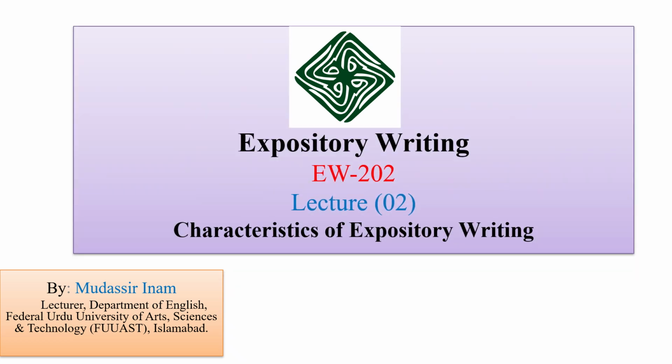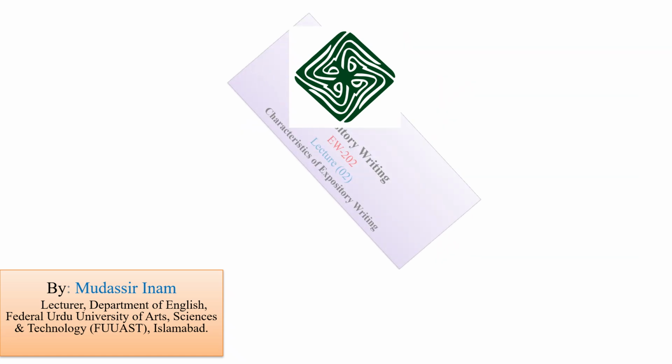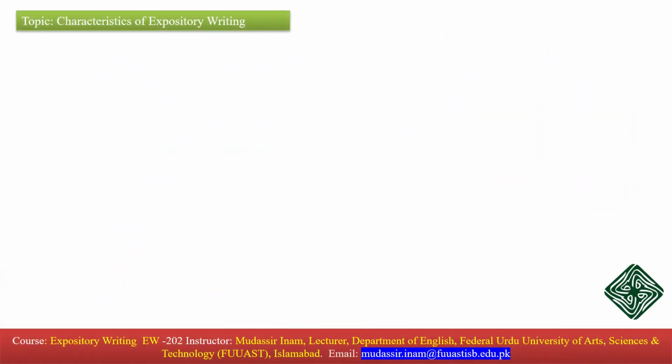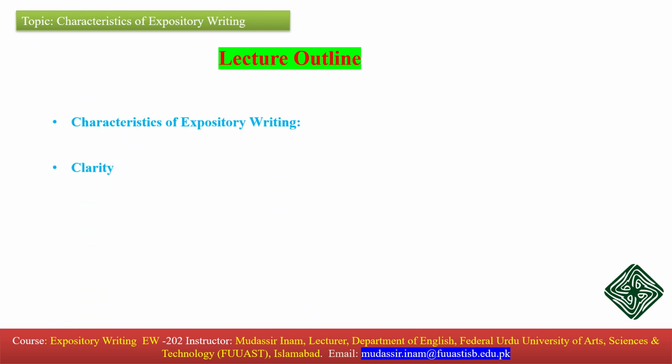The course name is Expository Writing. Our second lecture is about characteristics of expository writing. In today's lecture, we are going to discuss the following characteristics of expository writing: clarity, coherence, and organization.